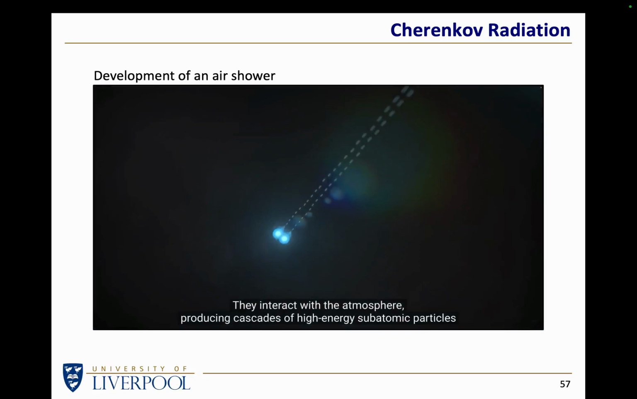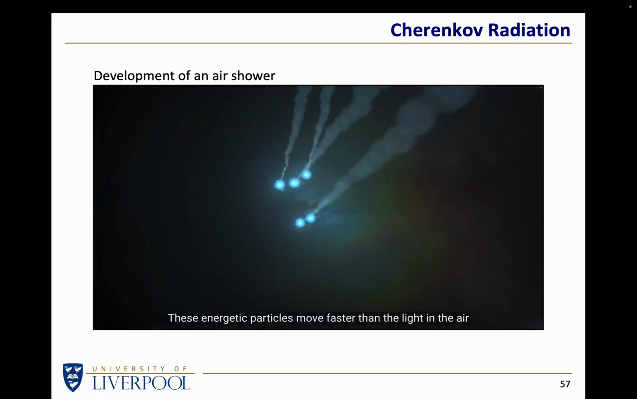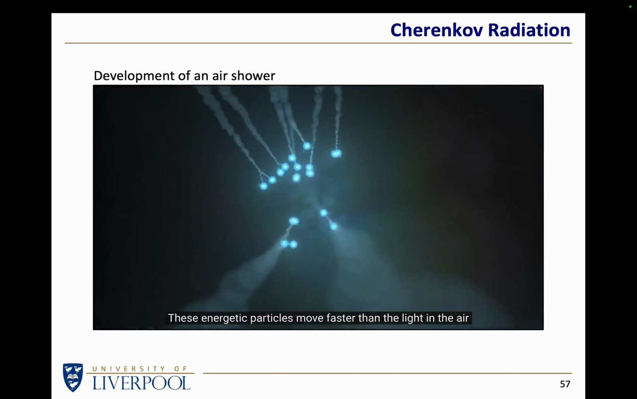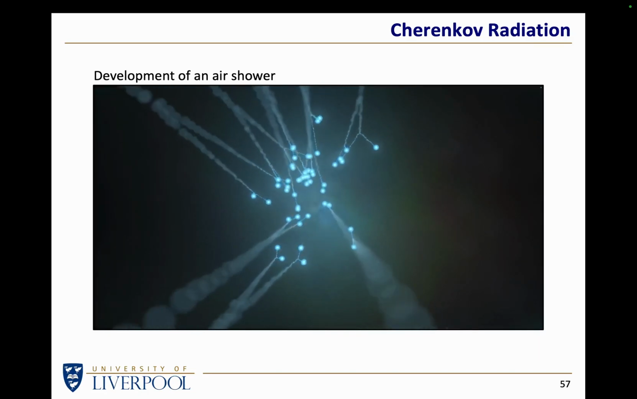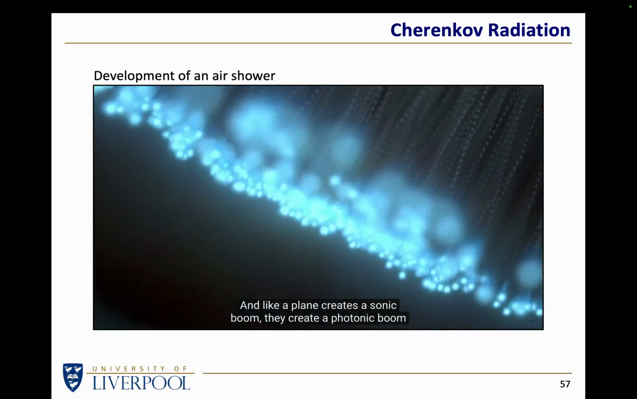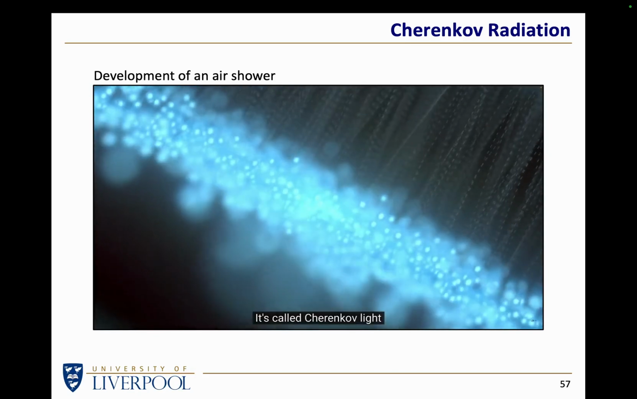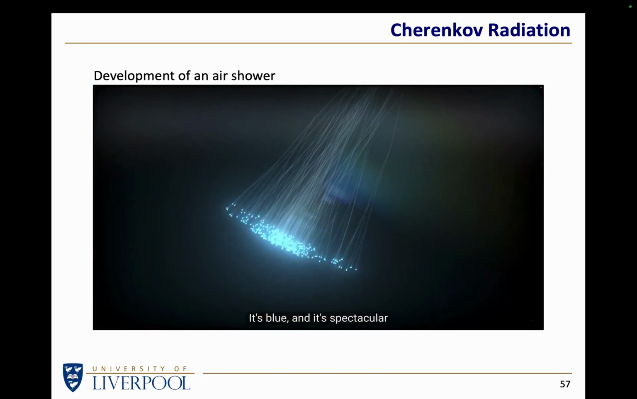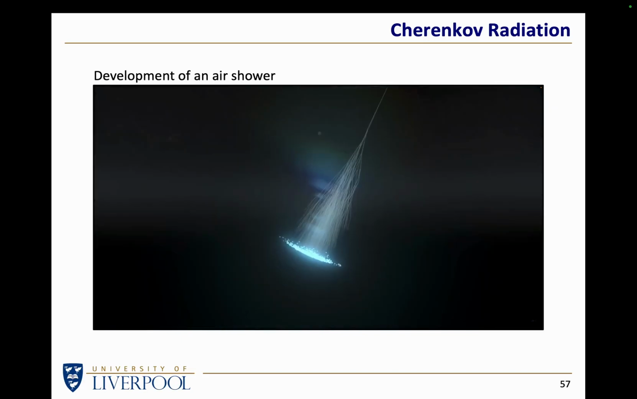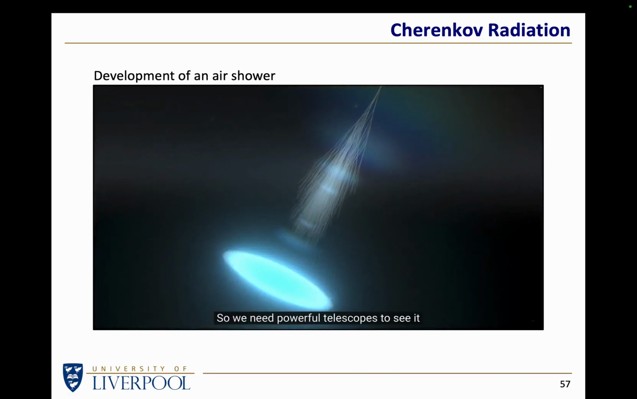If a particle comes in, it produces an air shower, a cascade of high-energy particles. The particles are moving faster than light in the air or water. And just like an aircraft produces a sonic boom, the particles, if they're fast enough, can produce a photonic boom, Cherenkov light. You get a blue glow from all the particles that are traveling through either air or water.